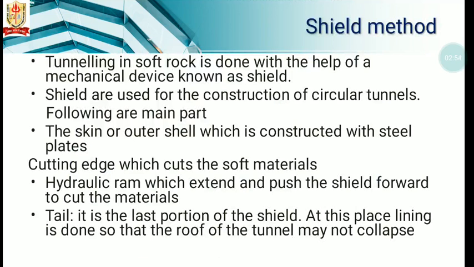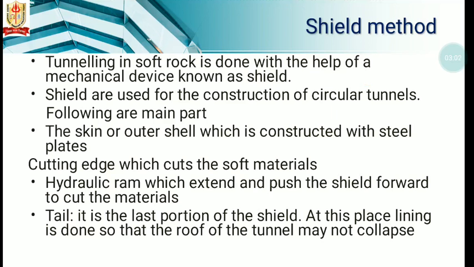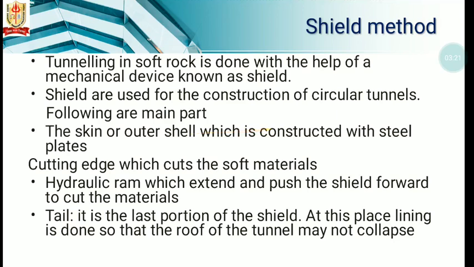Next method is shield method. Nowadays, tunneling in a soft rock is done with the help of a mechanical device, and this mechanical device is known as a shield. Shields are used for construction of circular tunnels. Following are the main parts. First is the skin or outer shell, which is constructed with steel plate by riveting or welding them together.